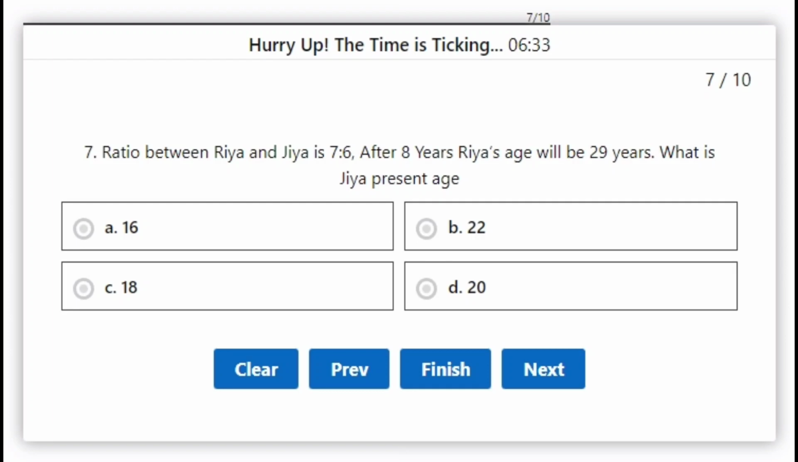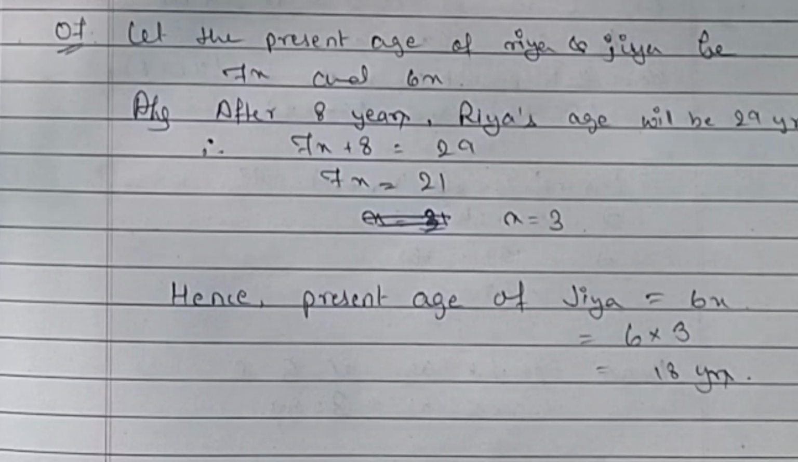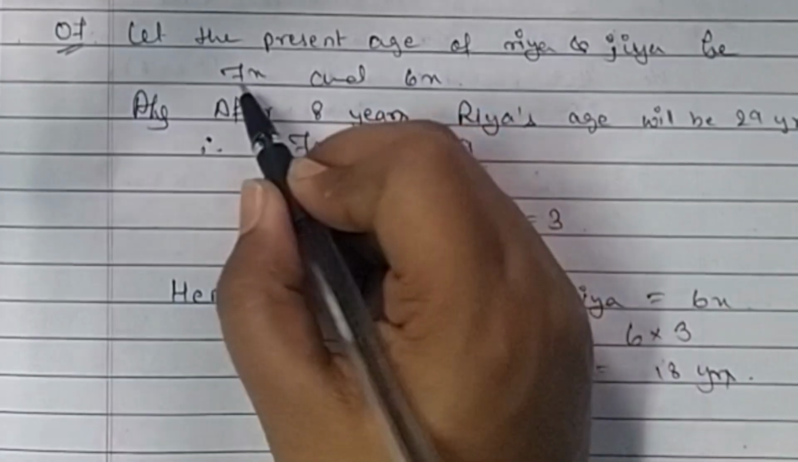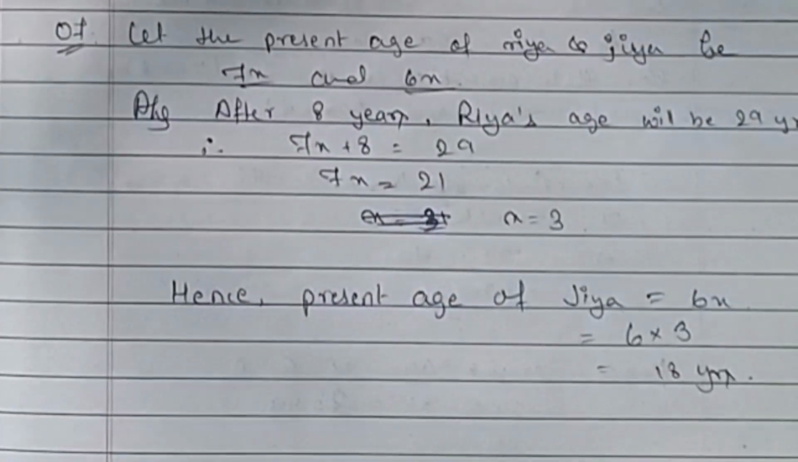Now our seventh question is, the ratio between Ria and Jia is 7:6. After 8 years, Ria's age will be 29 years. What is Jia's present age? So again it is a very simple question. We have assumed Ria and Jia's ages to be 7x and 6x according to the ratio given in the question.